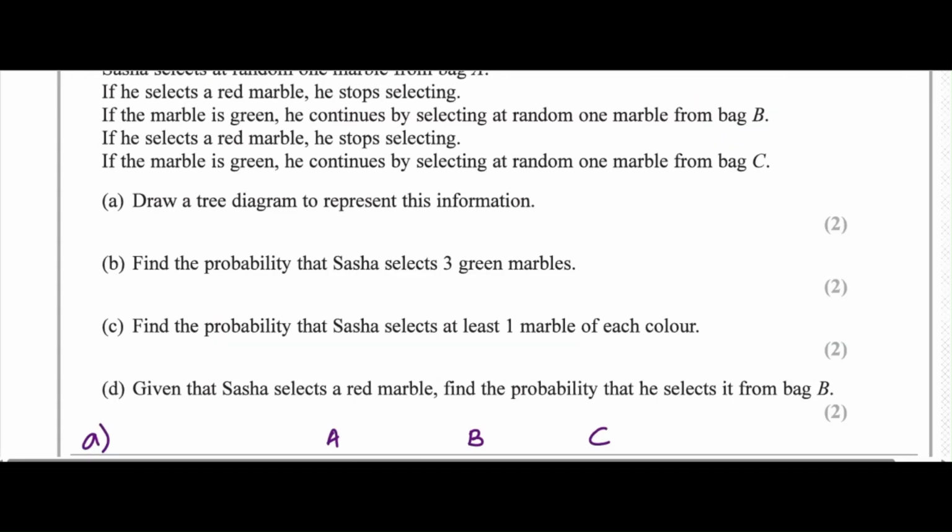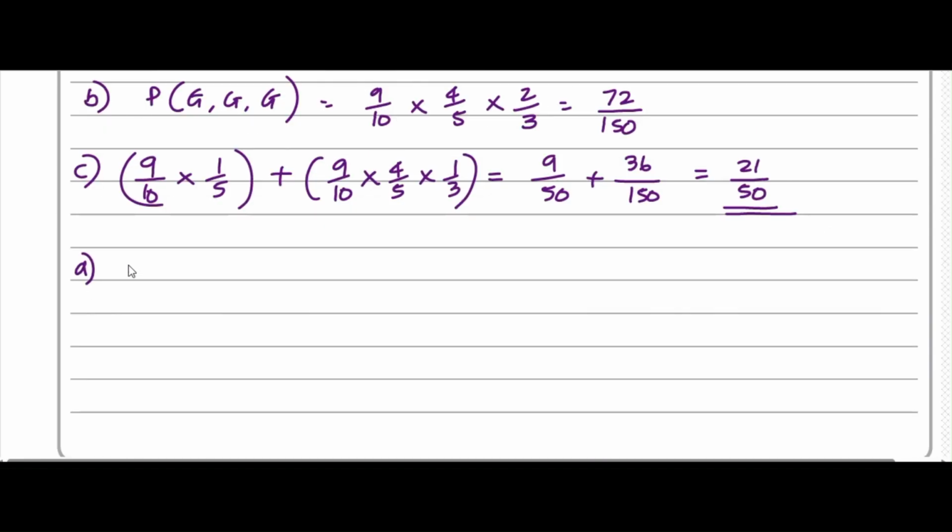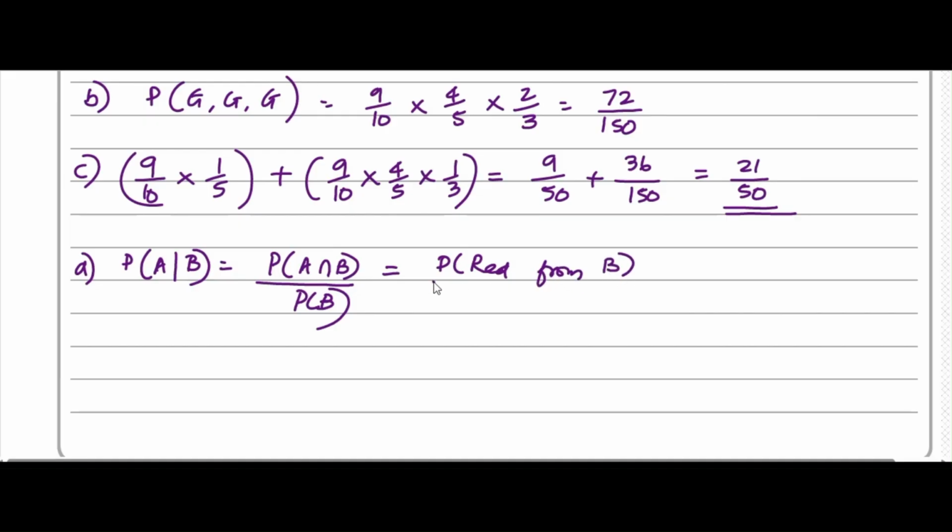Part D. Given that Sasha selects a red marble, find the probability that he selects it from bag B. So this phrase given that actually means there is a conditional probability applying there. The formula for conditional probability goes like this. Probability of A given B is equal to probability of A intersection B divided by probability of B. In the context of this question, what this means is probability of getting a red from B out of probability of getting a red from all the 3 bags.